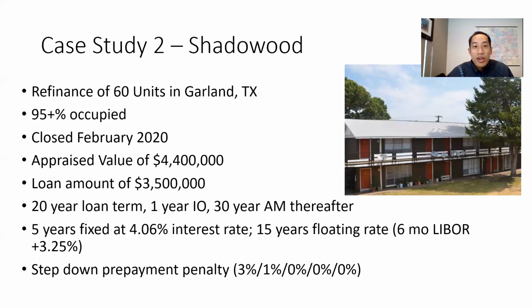So he did the hybrid program, 1 year IO, 30-year AM thereafter. He got 5 years fixed at 4.06, and then it went floating for the 15 years. And then he actually opted for a softer prepayment penalty. So the standard prepayment is a 5-4-3-2-1 on a 5-year deal, but he opted for 3-1-0-0. So that costed him a little bit more on the interest rate, but overall a great rate.